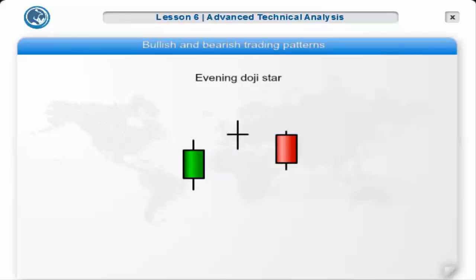Evening Doji Star, a 3-candlestick reversal pattern indicating only a bearish outlook. The first candlestick is green and supports the major trend. On the second day, a doji appears with the closing price that is near or higher than the closing price of the first candlestick. On the third day, a red candlestick appears, which closes near or lower than the opening price of the first candlestick.